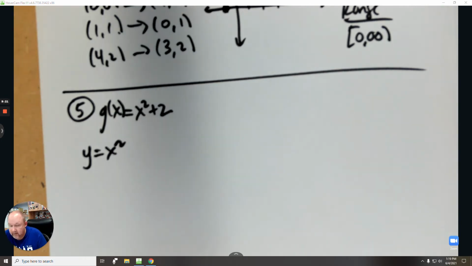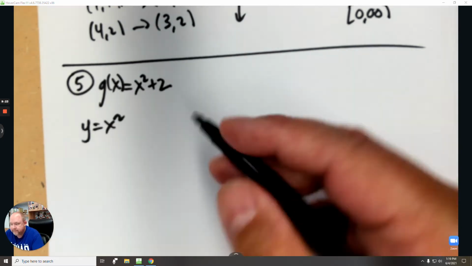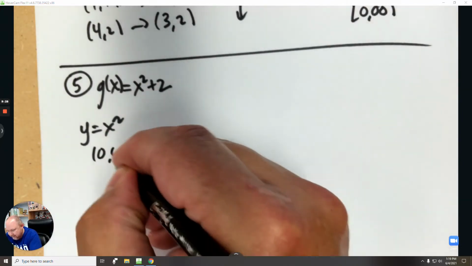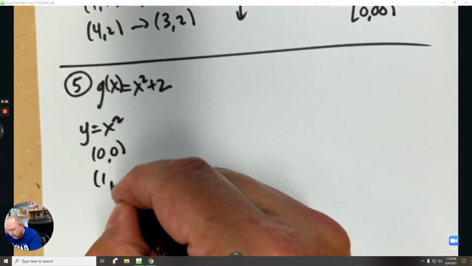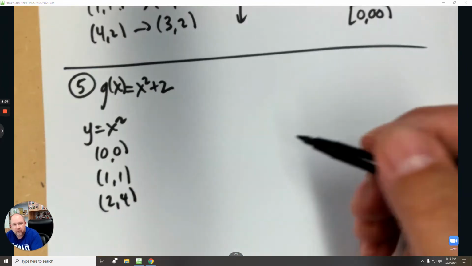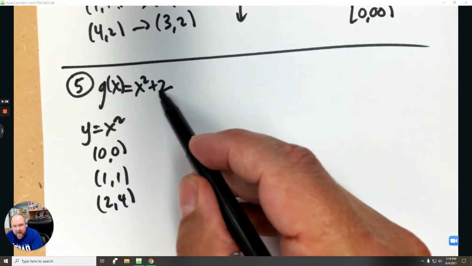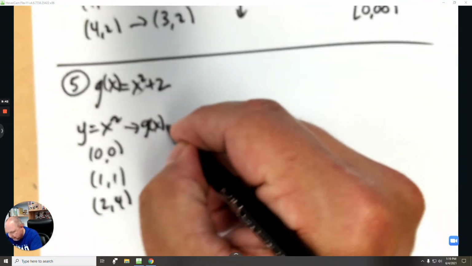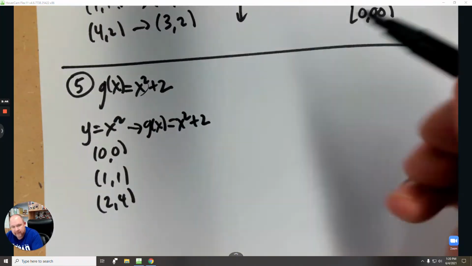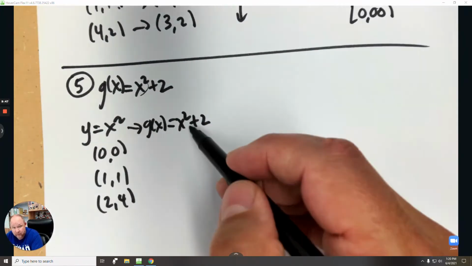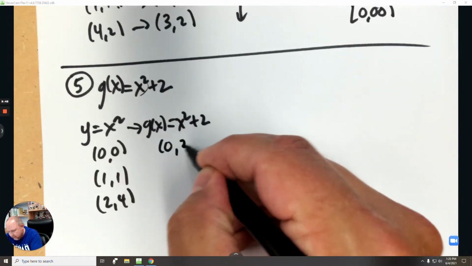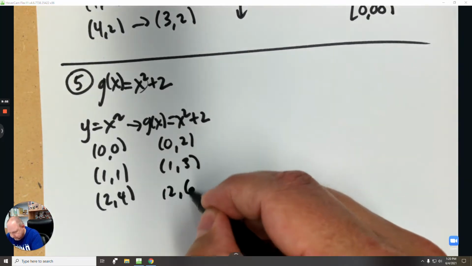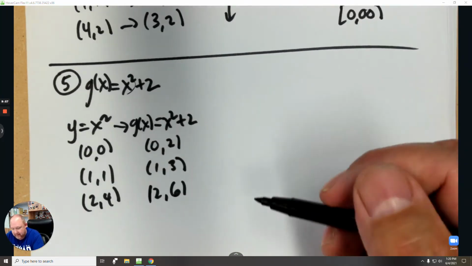All right. So the parent graph here is just x squared. The points on the parent are 0, 0, 1, 1, and 2, 4. If you square 2, the answer is 4. I want you to notice that you're adding 2 on the outside of the function. And so if I want to change this to what I'm graphing, the y coordinate is going to change. You're going to add 2 to the y, but the x is going to stay the same. So I just want to add 2 to the y coordinate. And then that's what I'm going to graph.